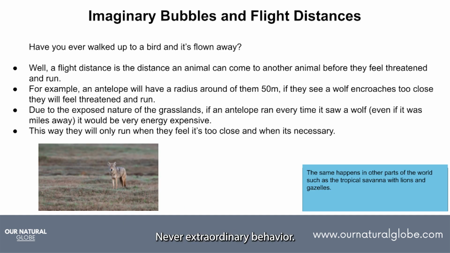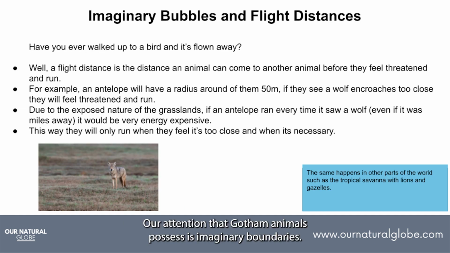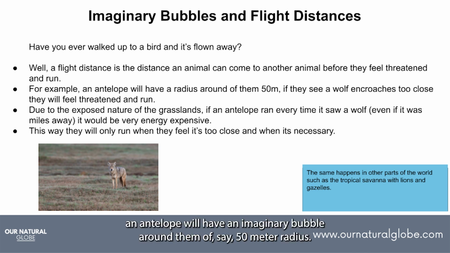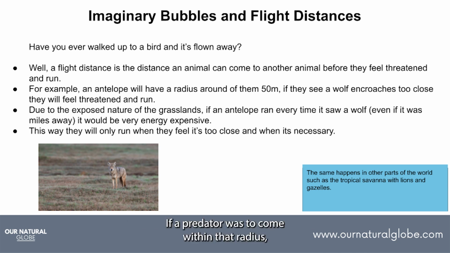Another extraordinary behavioural adaptation that grassland animals possess is imaginary boundaries. For example, an antelope will have an imaginary bubble around them of say 50-metre radius. If a predator was to come within that radius, then the antelope would be alarmed and act accordingly. Due to the open grasslands, it's a way of ensuring their safety, but also conserving their energy, as it would be a waste to dash away if a predator was very far away.